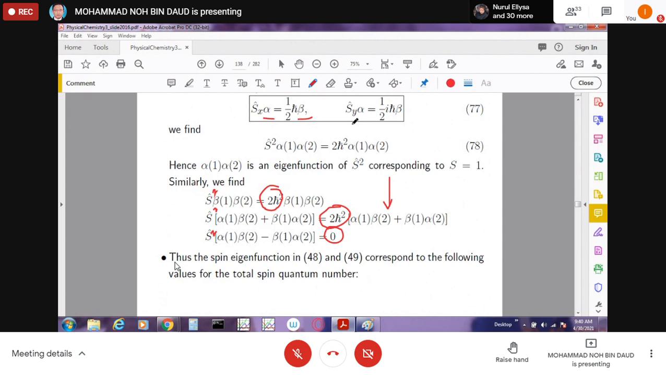Let me check here. Sorry, for the S square here, we have S times S plus 1 times H bar square, this equals H bar square. So we can have here S to be 1.